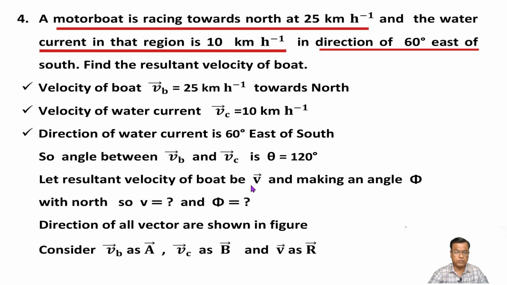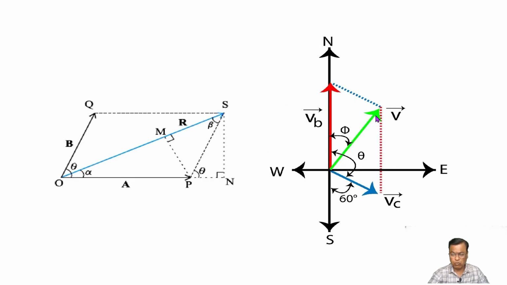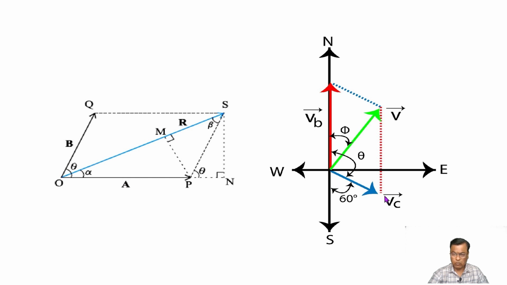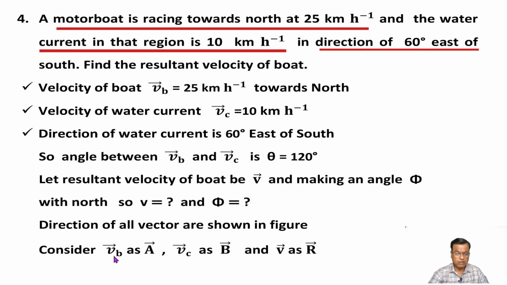Let the resultant velocity of the boat be V. So here, this is the resultant velocity of the boat making an angle phi with north direction. So let the resultant velocity of the boat be V and making an angle phi with north. So V is the question and phi is also the question. Direction of the water current is shown in the figure. Direction of velocity of water current, direction of the velocity of the boat, and resultant velocity are all given. Consider VB as A, VC as B, and V as R.